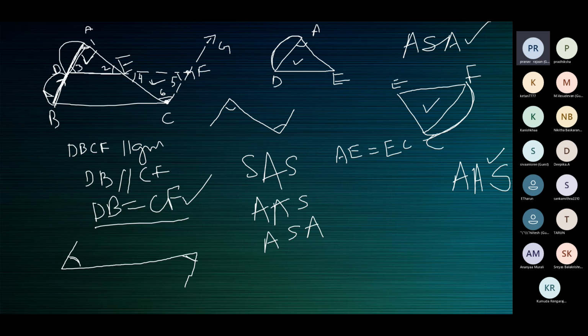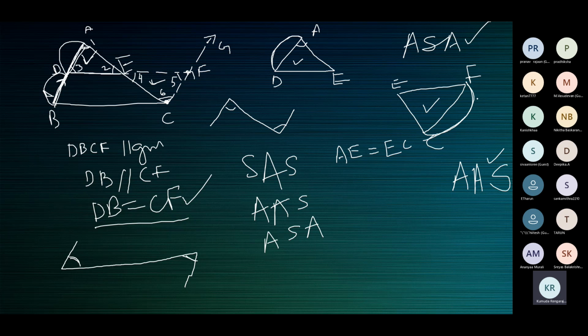Ma'am, yes, ma'am. Which one? Ma'am, in triangle DEF, E is the midpoint, so DE is equal to EF, ma'am. No, E is not the midpoint of DF. E is the midpoint of AC. Yes, ma'am. So I think we don't have any other pair of equal sides. We can prove it once they're congruent, but as of now, we have only AE equal to EC. We don't have any other pair of equal sides.